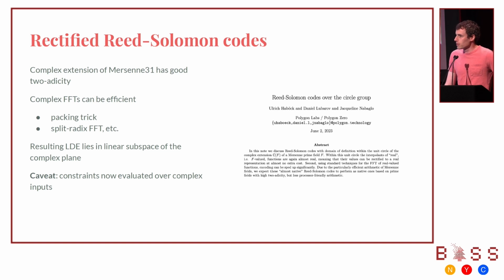So this makes commitment very fast, but there is still a caveat here, which is that when we go to do the 0 check, where we're computing this quotient and evaluating constraints over the LDE values, now these LDE values are complex, so the inputs to our constraints are now complex. So commitment is fast, but constraint evaluation is slower.